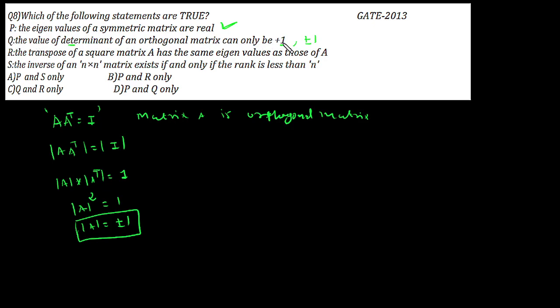But here it is written as only plus 1. So statement Q is not true. It is only half true because only one case is given. This minus 1 is missing. So statement Q is not true.